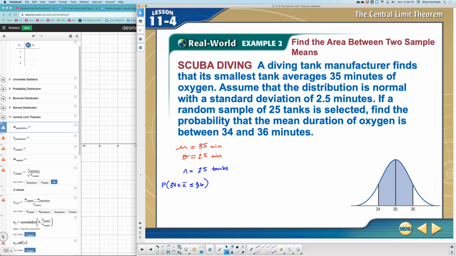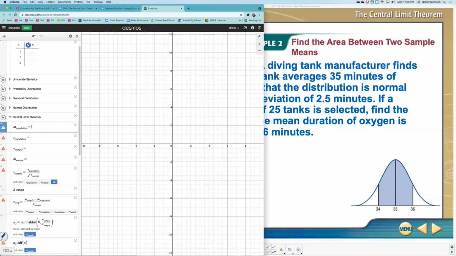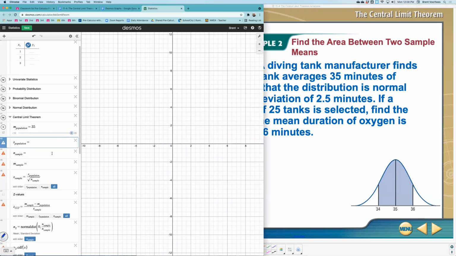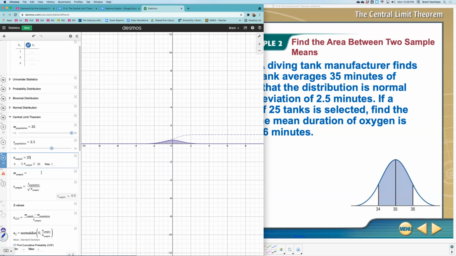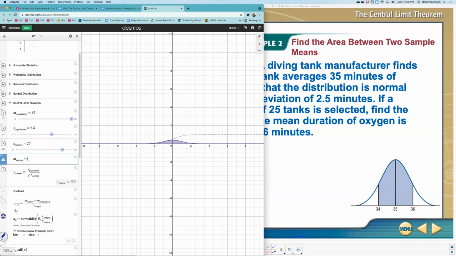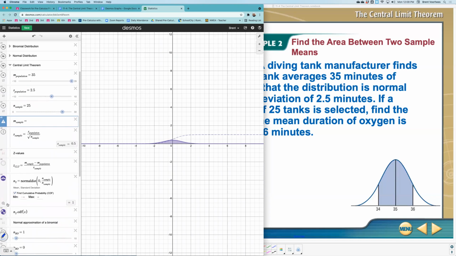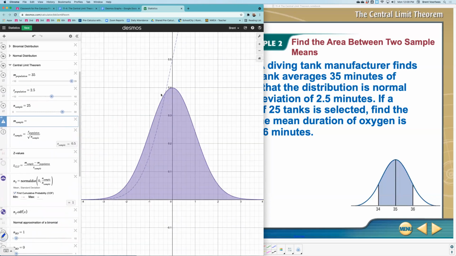Okay, so let's start here. We're going to have two Z values, as you can see here. I'll use my calculator to show you this. We have a mean of 35 with a standard deviation of 2.5. The number of samples we're looking at was 25. And I'm going to leave off the mean here for a second. And so I'm going to zoom in here. And so here's our normal distribution. But you're looking at it from 0, not from the probability of 34 to 36.